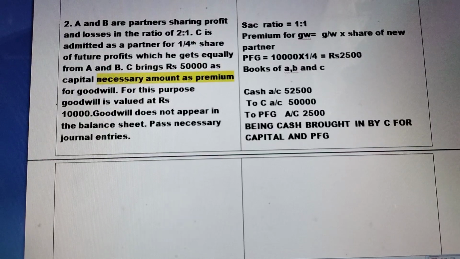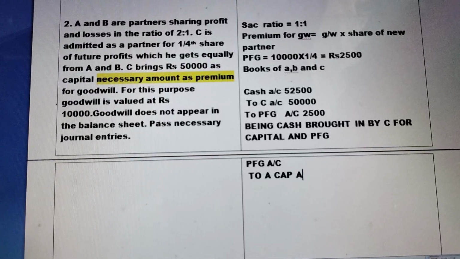Okay, now the premium for goodwill has to be transferred to sacrificing partners' capital. So when it's transferred, the journal will be: premium for goodwill is credited. While transferring anything, the credited item should be debited. Okay, as premium for goodwill is credited, it should be debited. So when it is transferred, premium for goodwill account to sacrificing partners' capital. Who is sacrificing?